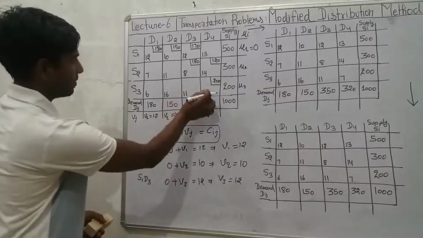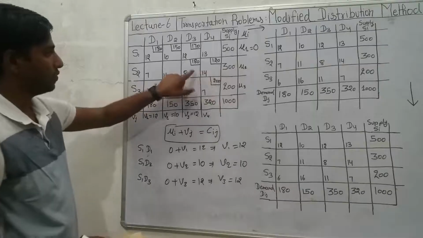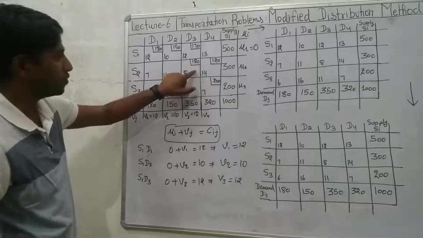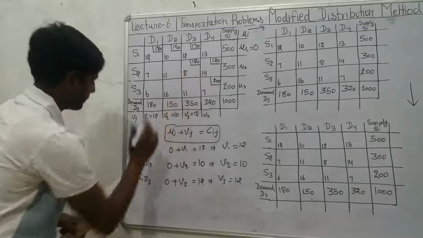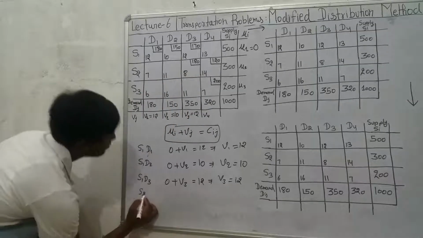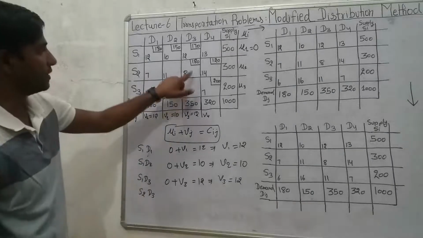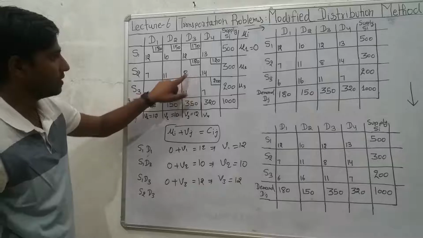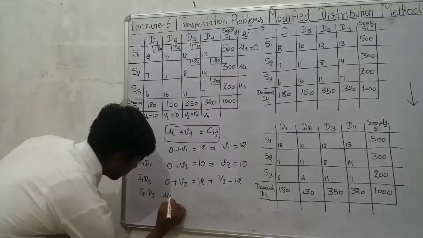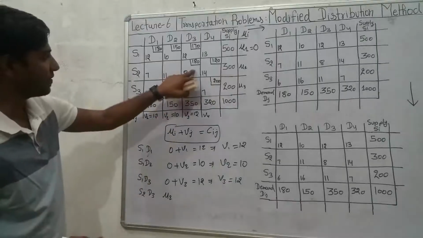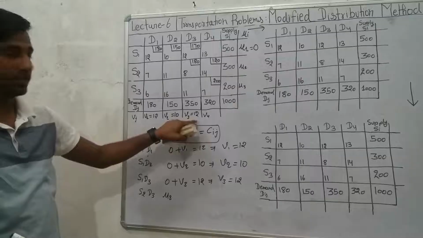Suppose we come to the second row. In this row, do you have any occupied cell? Yes, we have 2 occupied cells in this row. Now consider this cell. It is S2D3. For this particular cell, what is the value of U2? We don't know, so write it like U2. What is the value of V3 for this particular column? V3 is equal to 12.